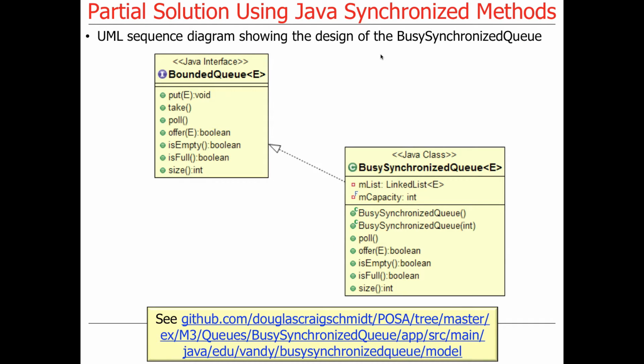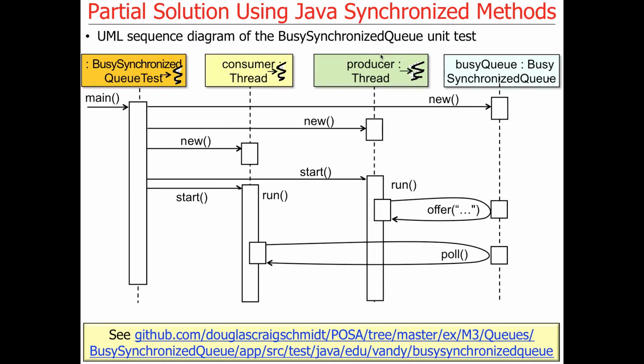Here's actually not a sequence diagram, it's a class diagram that shows the design of this thing. We have an interface called bounded queue, which has a number of methods in it. Then busy synchronized queue implements the bounded queue, and it fills these things in using synchronized methods and a linked list and some other stuff. You can download that and look at the implementation there.